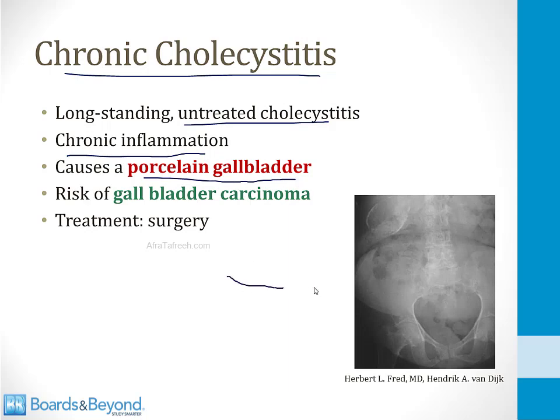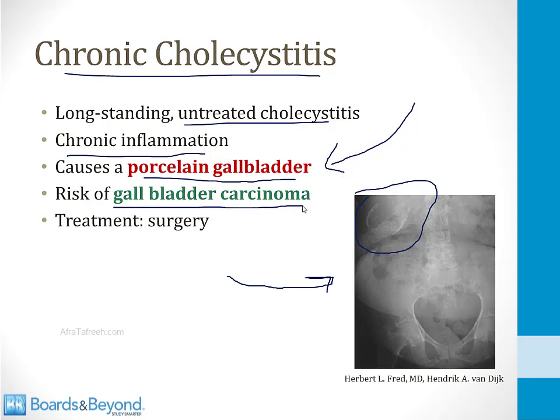If you look at this X-ray on the bottom right side of the screen here, you can see the gallbladder in the top left corner. It has white in the walls, and that white is calcium deposition. That is a porcelain gallbladder that results from chronic cholecystitis. The thing you need to know about this condition is that there is a very high risk of gallbladder carcinoma, and for that reason, the gallbladder is taken out both to treat the symptoms of the condition and also to remove the chance of gallbladder cancer.